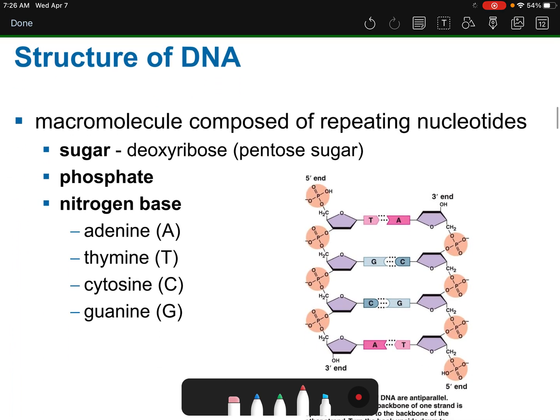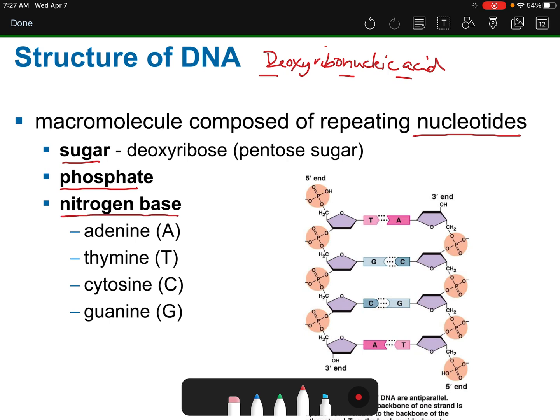A quick review of the structure of DNA. Remember, DNA stands for deoxyribonucleic acid. So it's made up of a whole bunch of nucleotides. Those nucleotides are made up of a sugar, a phosphate, and a nitrogen base. Now, because this is deoxyribonucleic acid, the sugar is deoxyribose, which is a 5-carbon sugar. Your different bases, remember, are adenine, thymine, cytosine, and guanine. A, T, C, and G, we abbreviate that.